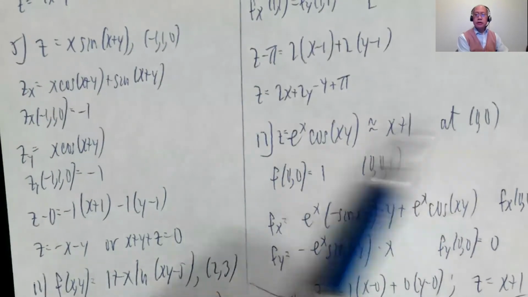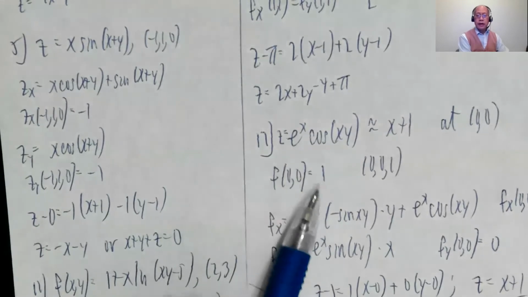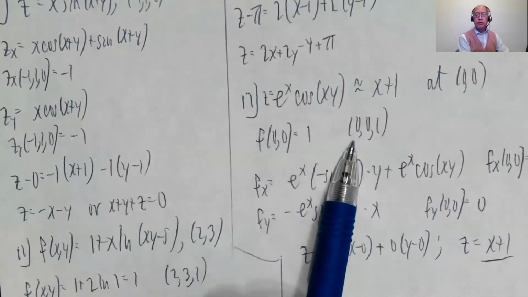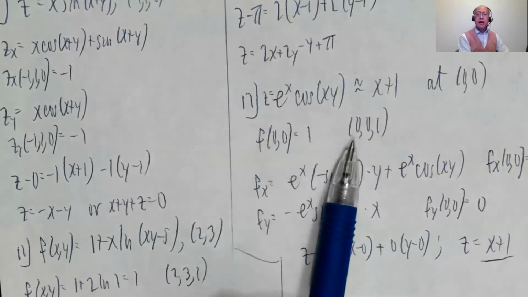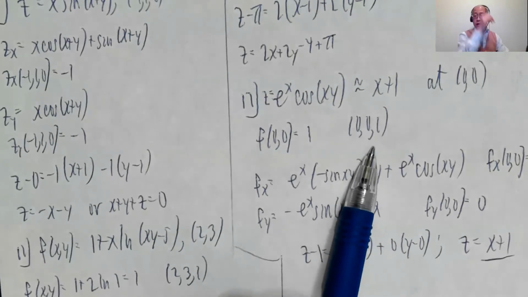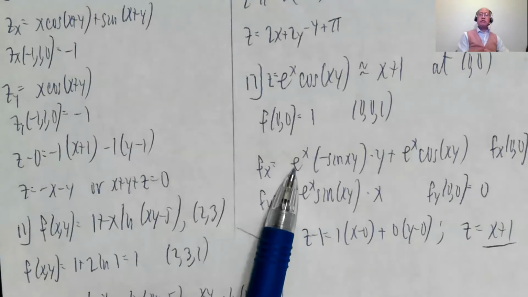Okay, first plug in 0 and 0. e to the 0 is 1, cosine of 0 is 1, so I get 1. So the ordered triple is (0, 0, 1). So right now I automatically know that z minus 1 equals something times x minus 0 plus something times y minus 0. All right, partial with respect to x, product rule.